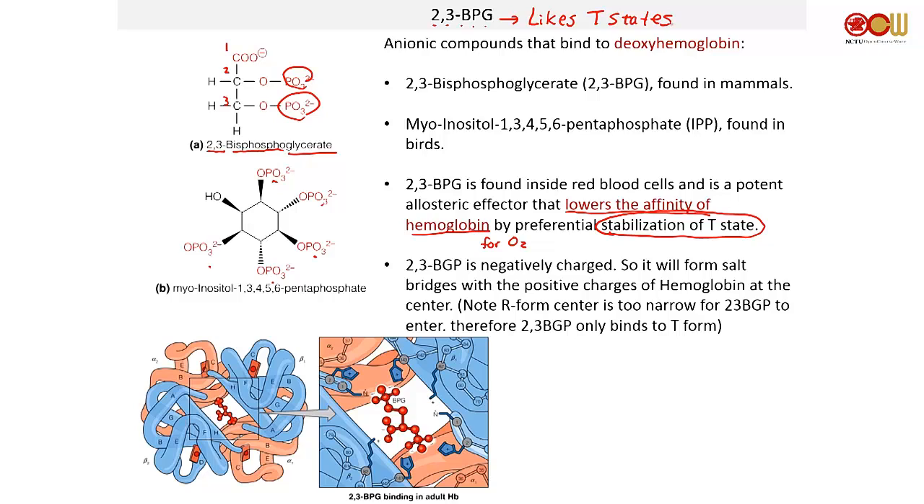Okay? If it likes T state, what does it do? It lowers O2 affinity. So it works together with the Bohr effect. Everything we talked about all prefers T state. Everybody wants to make it happy for T state. All right? So let me show you how it works.